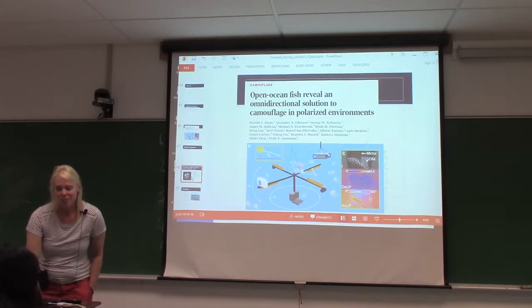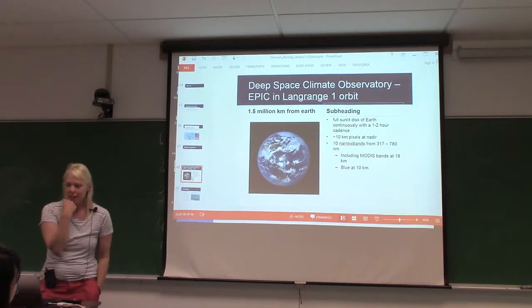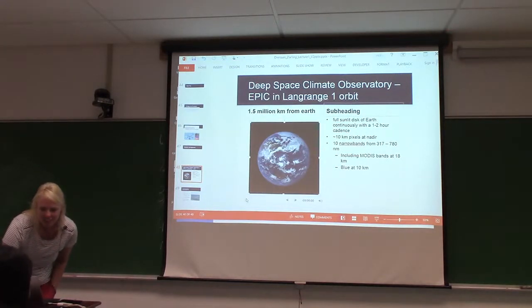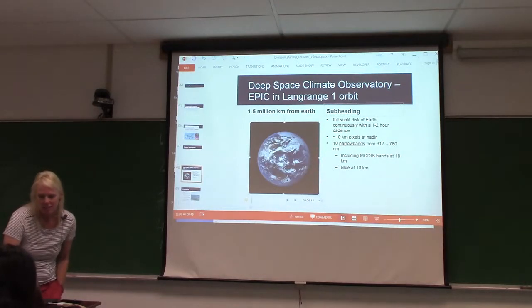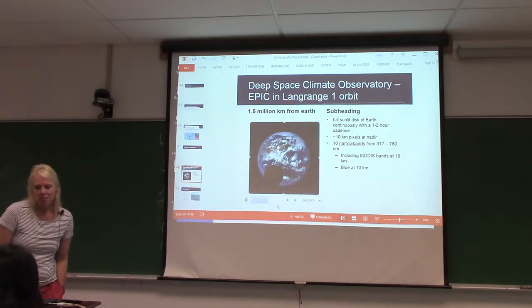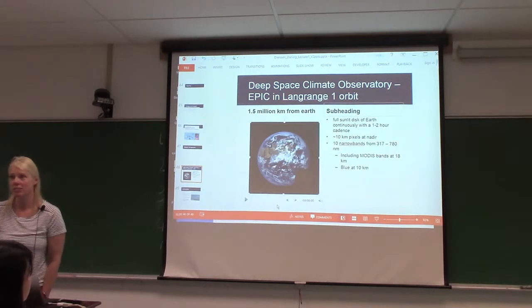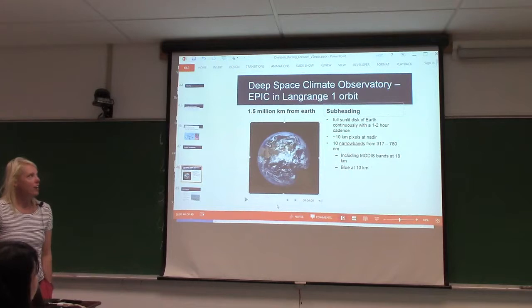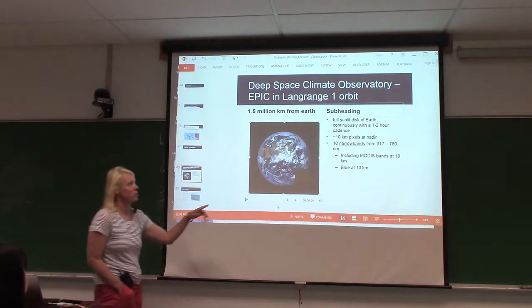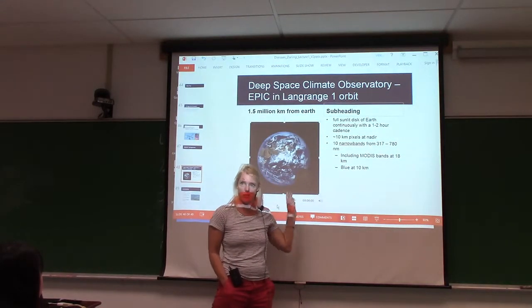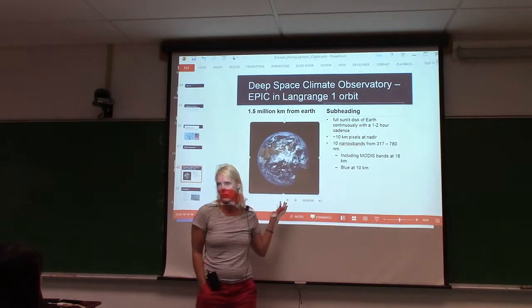And finally, I just like this sensor, EPIC. It was canceled recently, but it's out there collecting data. It's getting a full sunlight disk of the Earth every hour. It has 10-kilometer pixels, which is shocking because it is 1.5 million kilometers from Earth. It has a giant telescope. It has 10 narrow bands, which include MODIS. The blue is at 10 kilometers, the other MODIS bands are at 18, and it sees the full sunlight disk of Earth every hour, and nobody's using this.